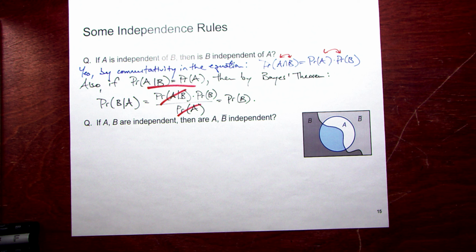Let's vote. If A and B are independent, then are A and B complement independent? Who thinks this is true in general? About 10 of you. Who thinks this is false in general, and there are some counterexamples? Okay, more of you. Okay, well, this is true. Which seems really weird in a way. It feels like the math shouldn't work out. But, I don't know, I drew this geometrically.